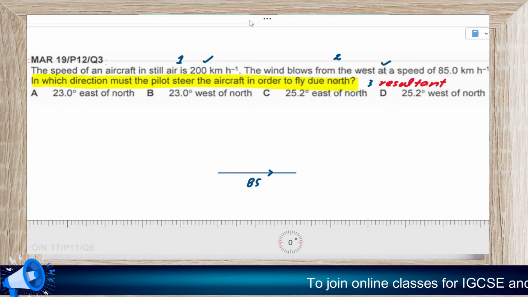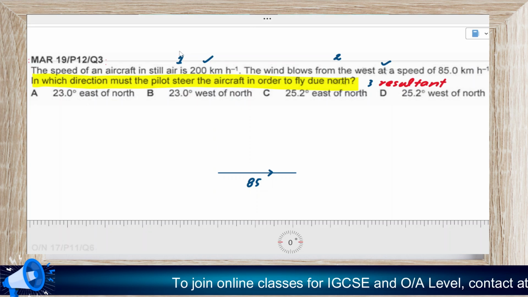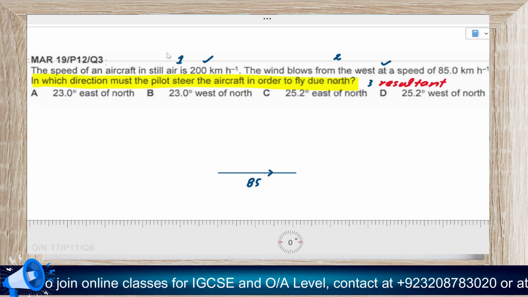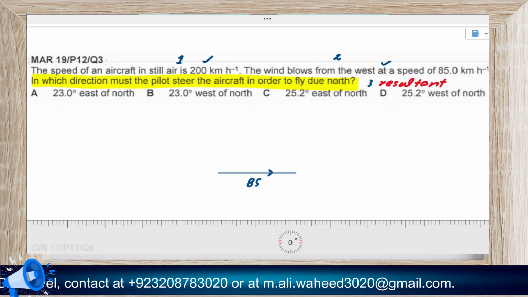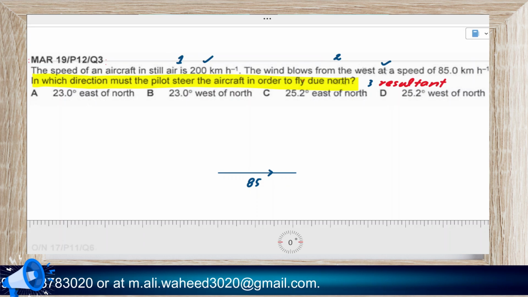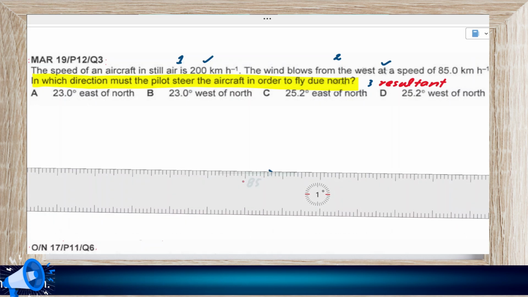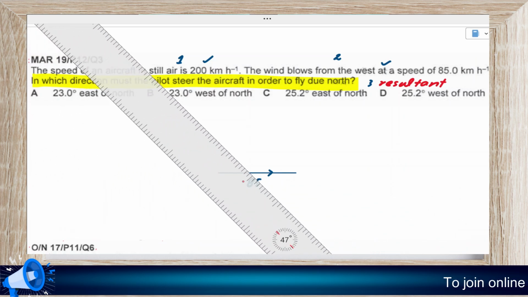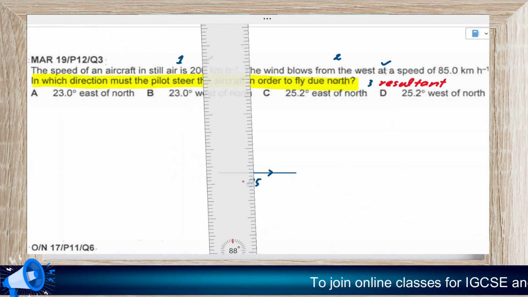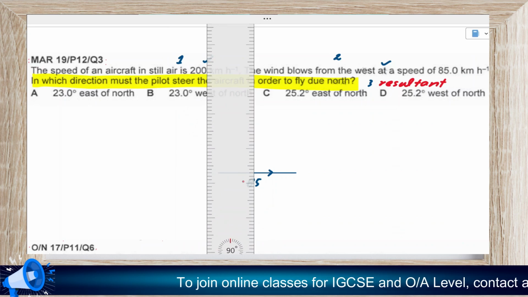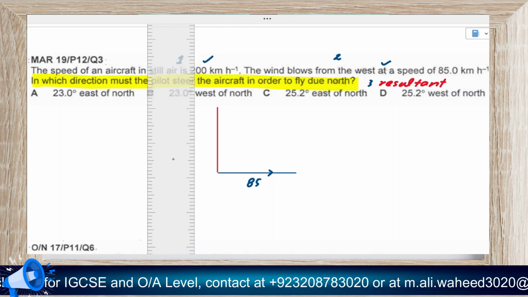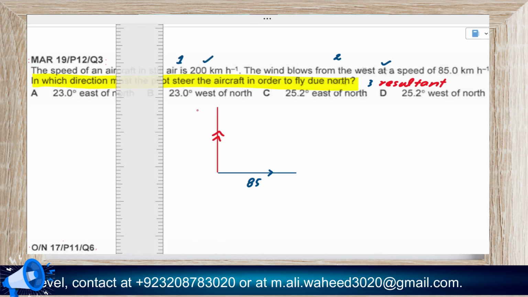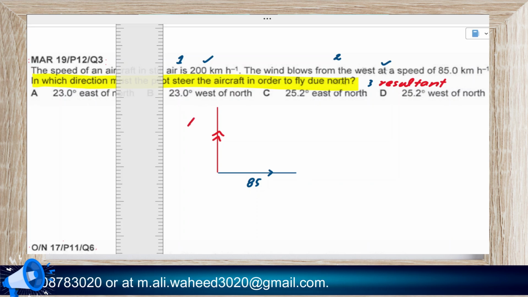So I'm going to draw the resultant vector. Now the direction of the resultant vector is towards north. So I can draw the resultant vector over here. So this is your resultant vector, which is towards north. Let's label it R.